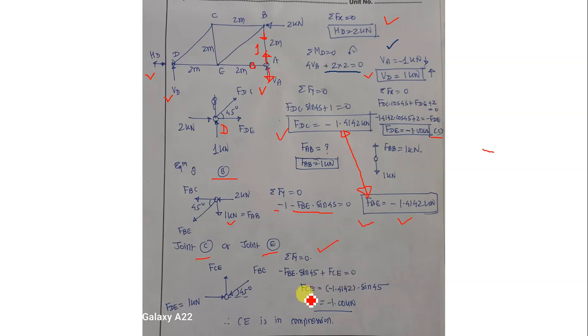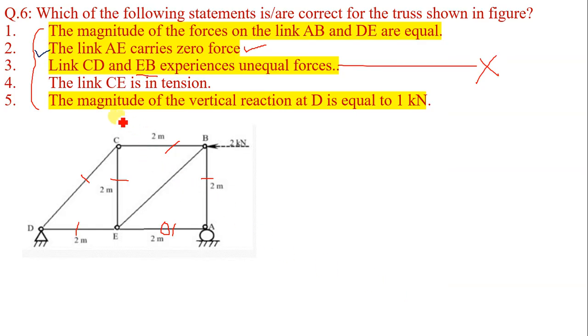Okay, and hence FCE is equal to, take this term to the right hand side, FBE sine of 45, but FBE is equal to minus. Therefore, minus 1.4142 into sine of 45. The answer will be minus 1 kilonewton. It shows that CE is in compression. So, link CE is in tension. This is again a wrong statement.